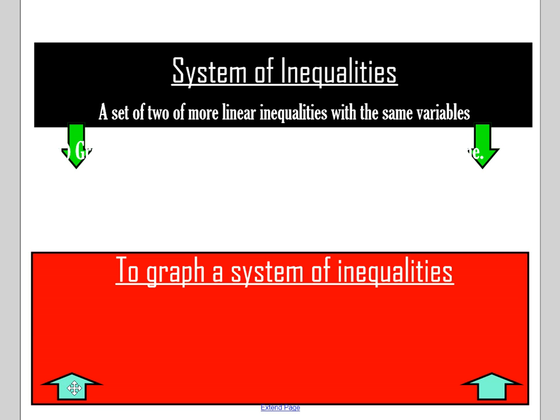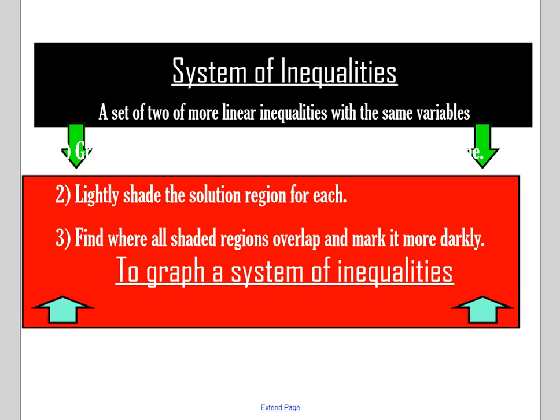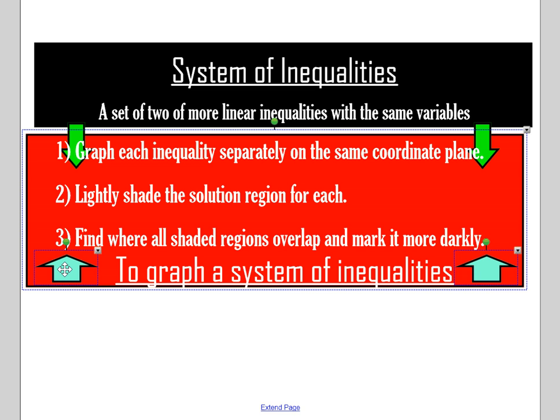In order to graph a system of inequalities, you're going to follow these 3 steps. You're going to graph each inequality separately on the same coordinate plane. You'll lightly shade the solution region for each, and you're going to find where all shaded regions overlap and mark that spot more darkly. Let's look at what that means in our examples.